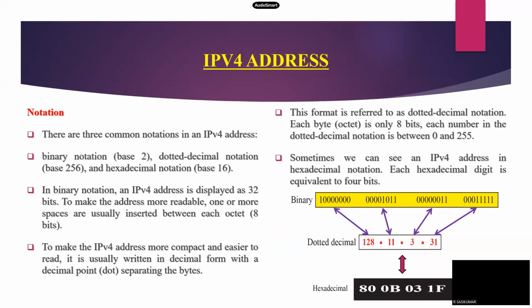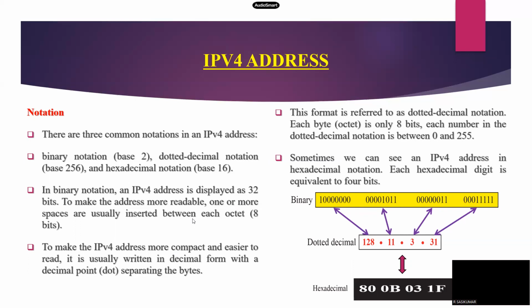In binary notation, the Internet Protocol Version 4 address is displayed as 32 bits. To make this address more readable, one or more spaces are usually inserted between each octet. Each octet is nothing but what? 8 bits. On the right-hand side, the yellow shading denotes a binary number. So we have 32 bits, and every 8 bits, one space will be provided. So totally 32 bits. This is the binary notation.